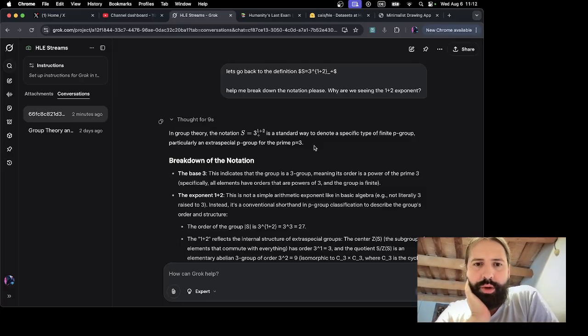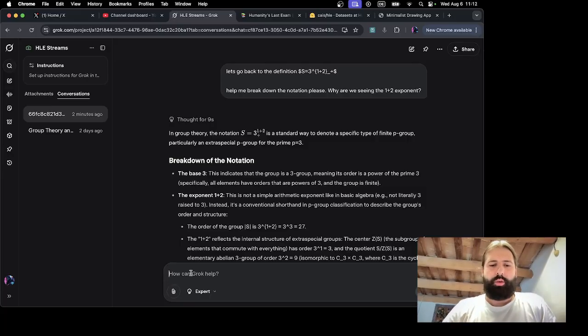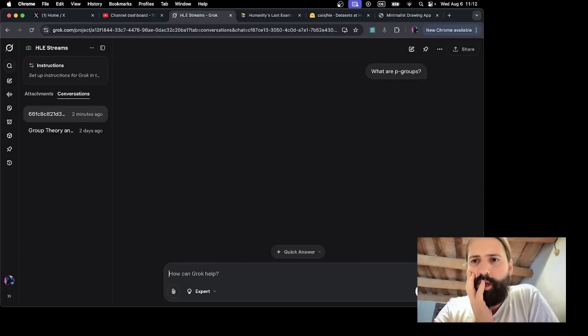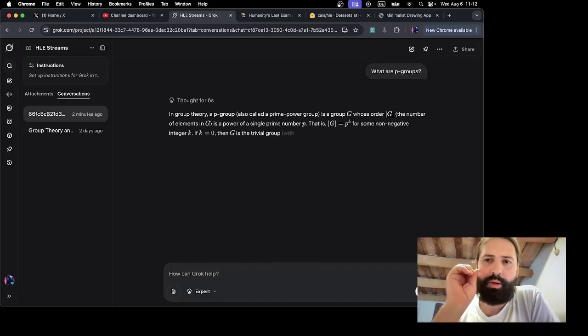Finite P group, particularly an extra special P group for the prime P equals 3. Okay, so it's a group. So what are P groups? It's going to be something about primes and operations over primes, I think.